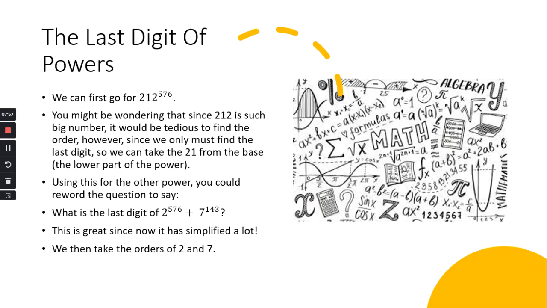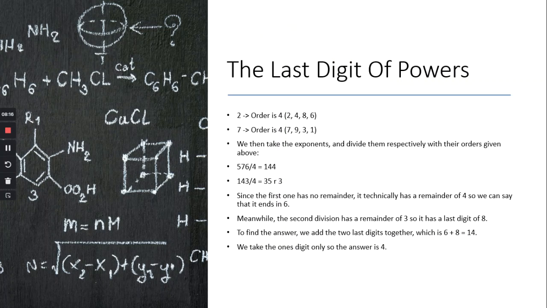The reason we add, because we said here, what is the last digit of 2 to the power 576 plus 7 to the power 143? Which means that you're technically adding the two last digits again, and the last digit of that sum is the answer. So we take the ones digit only, so the answer is 4. See? It was really that simple.